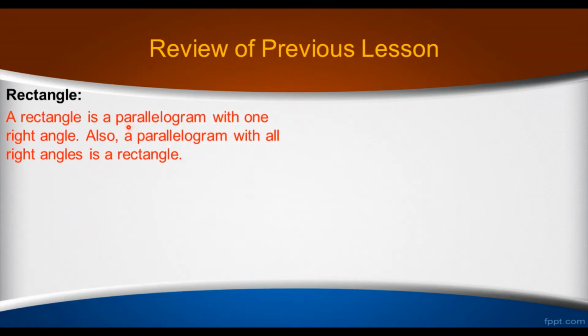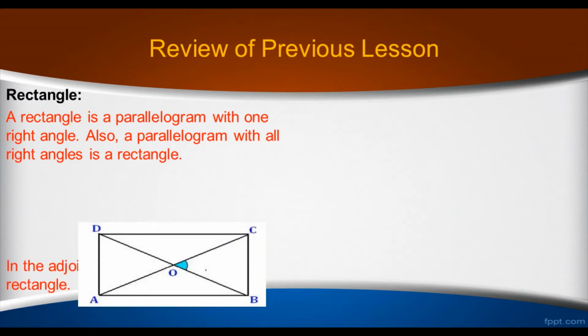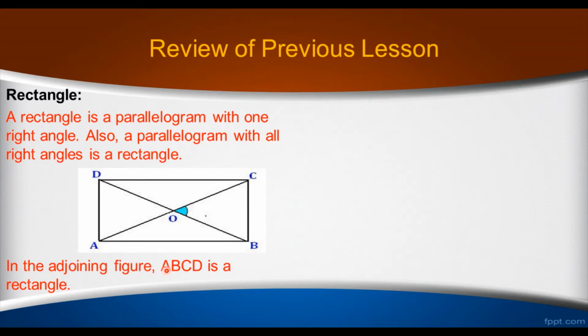A rectangle is a parallelogram with one right angle. Also, a parallelogram with all right angles is a rectangle. Let me show you the figure of the rectangle. As you can see in the adjoining figure, ABCD is a rectangle. So a rectangle is a parallelogram with one right angle. That means angle A in here is the one right angle. Also, a parallelogram with all right angles is a rectangle. That's why angle B, angle C and angle D also is a right angle in here, as you can see.